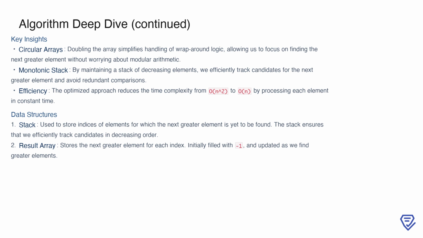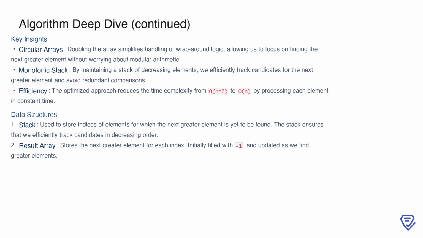Second, the monotonic stack is central to the optimization. By maintaining a stack of indices in decreasing order of their values, we efficiently track candidates for the next greater element, reducing redundant comparisons. Lastly, the efficiency of this approach is evident in its reduced time complexity, which drops from O(n^2) to O(n). By processing each element in constant time, the algorithm is far more scalable for larger arrays.